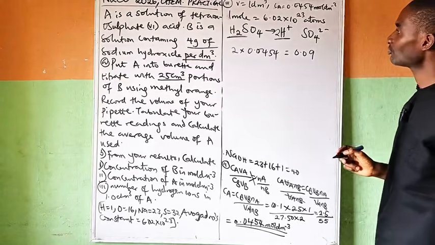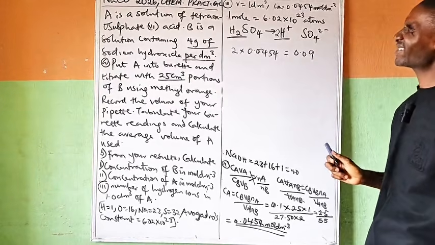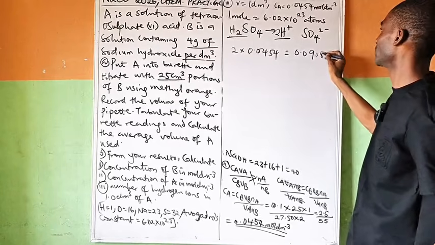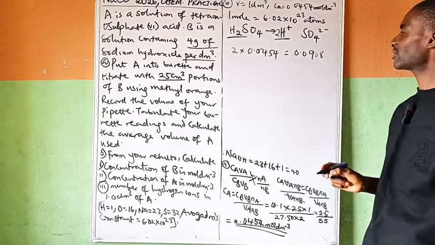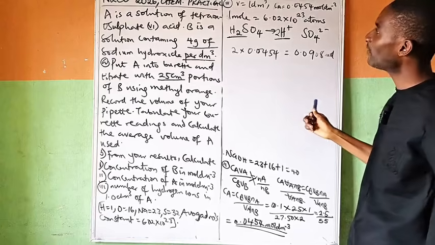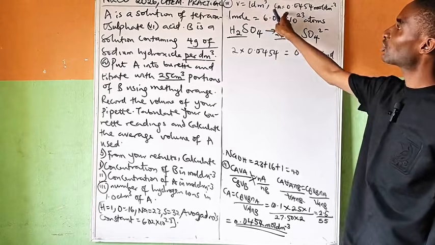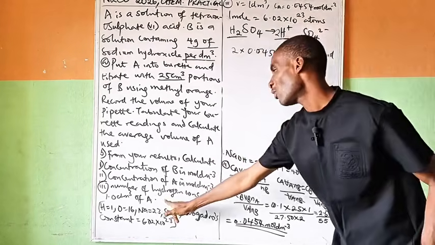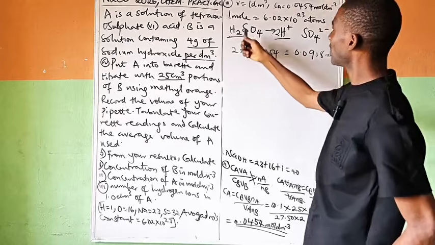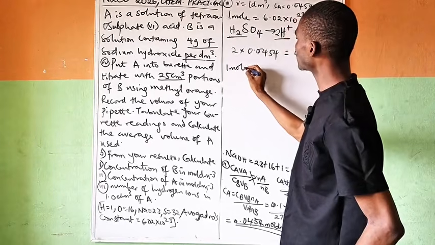0.09. All right, 0.0908. Yes, 0.0908 mole. Because number of mole is what? Molar concentration times volume. They said in 1 dm³.